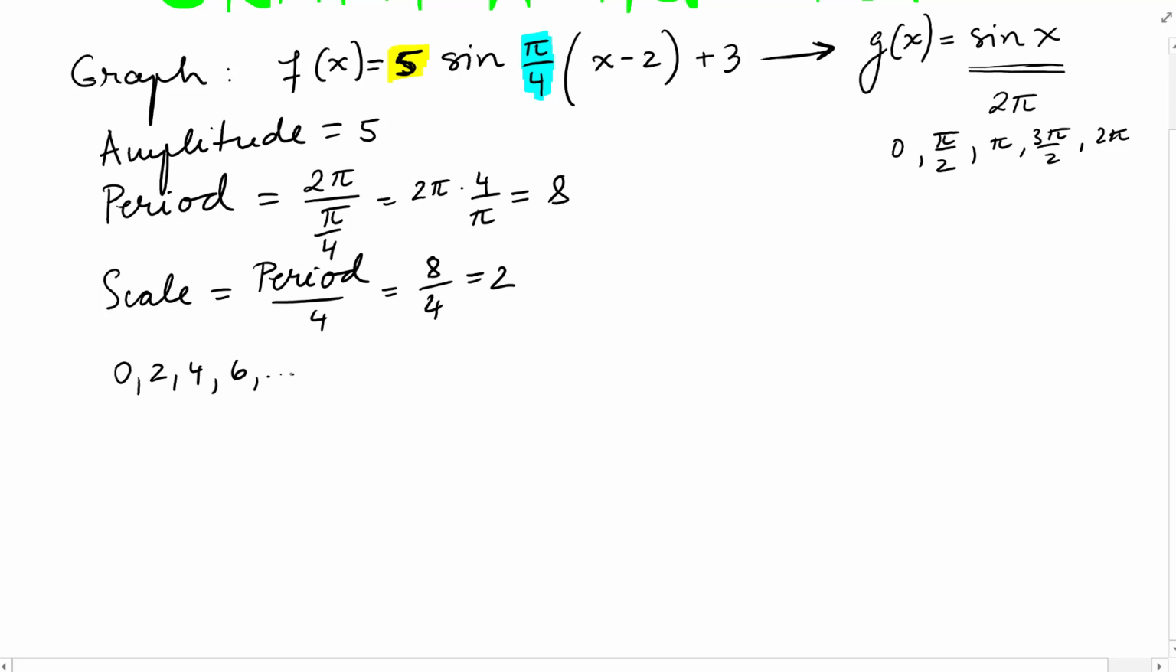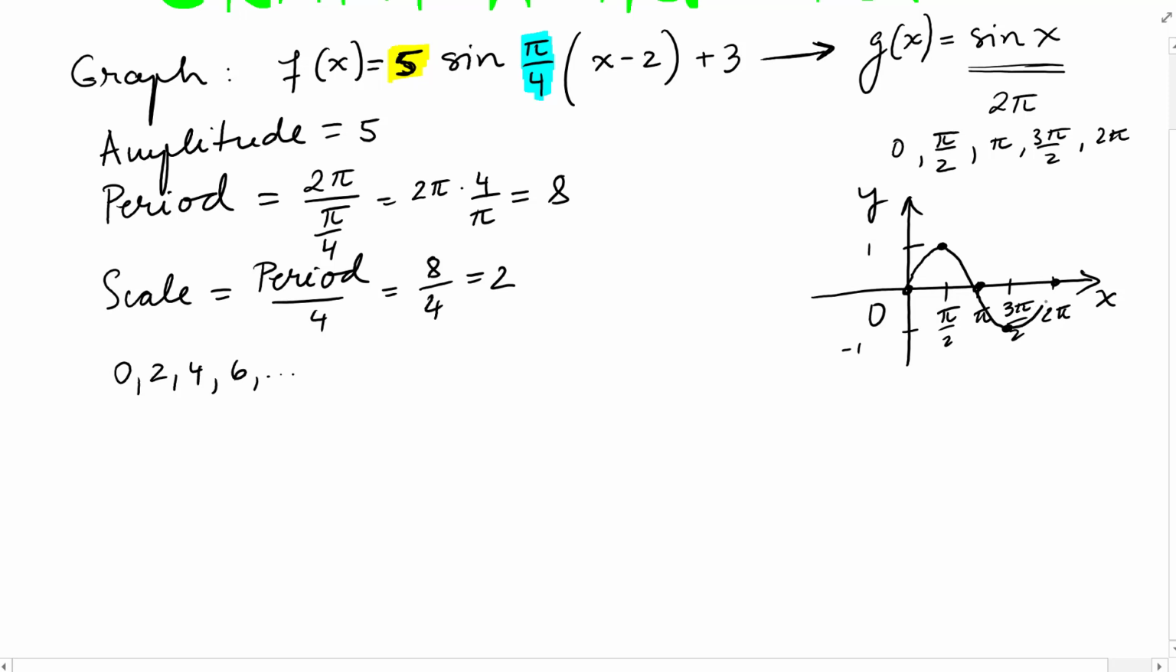So let's start by graphing sine of x, just to have an idea of how it looks. So we have 0, pi over 2, pi, 3 pi over 2, and 2 pi. And then the amplitude is 1 and negative 1. So sine of 0 is 0, sine of pi over 2 is 1, sine of pi is 0, sine of 3 pi over 2 is negative 1, and sine of 2 pi is 0. So the graph of sine of x looks like this.